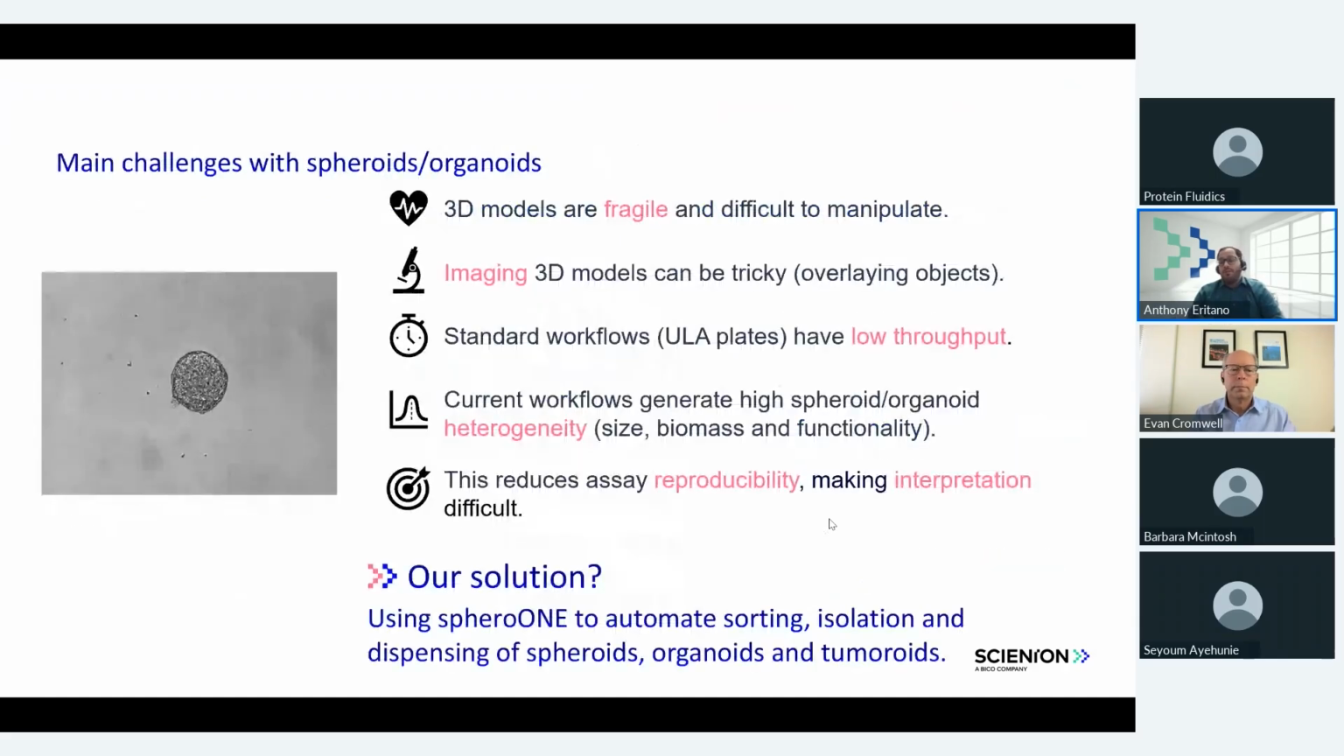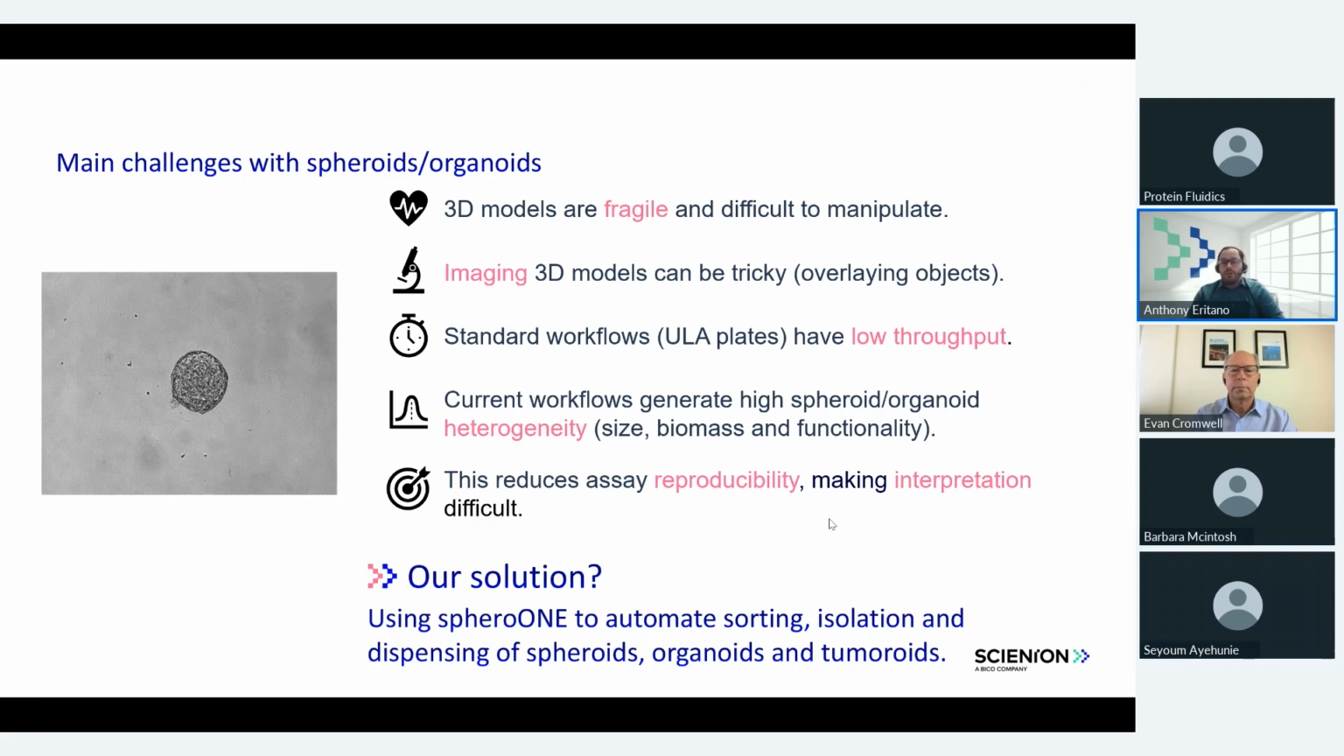Most of us here have worked with spheroids before, and we know they can be a very delicate system to work with. That's because these 3D models, these cell aggregates, tumoroids, organoids, are very fragile and very hard to manipulate without causing damage. Also, imaging can be very tricky, especially when you have two spheroids that are too close together or overlapping. So there's really a hard time isolating what is part of one spheroid or the other.